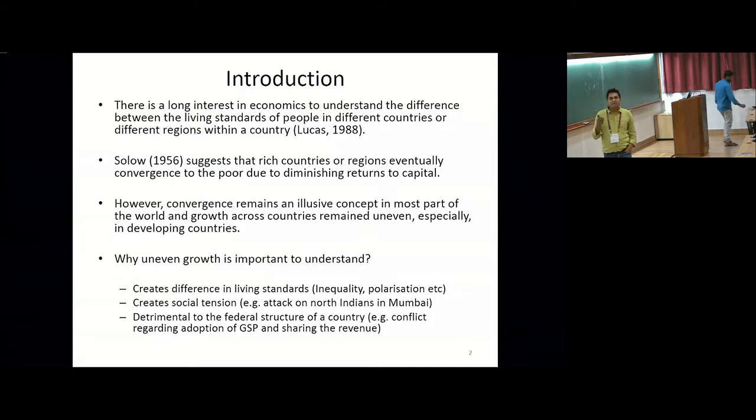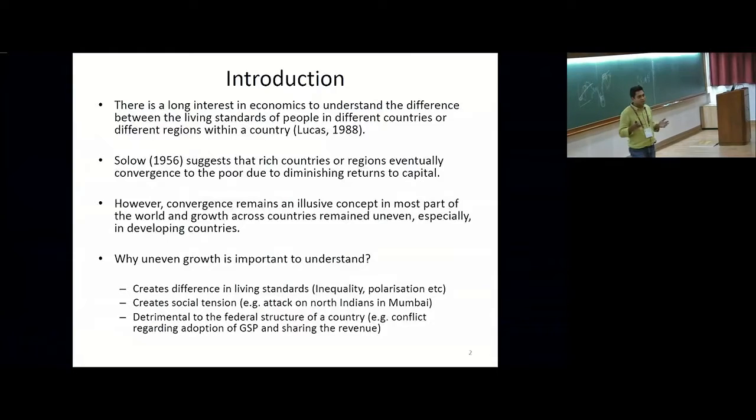There have been many attempts to think about how to solve that, and such attempts continue to be made. So Solow in 1956 gave a model whose prediction says that the rich countries or regions will eventually converge to the poorer regions due to diminishing returns of capital. But when this has been tested empirically, that convergence remains elusive. And in most of the empirical studies, we never found convergence.